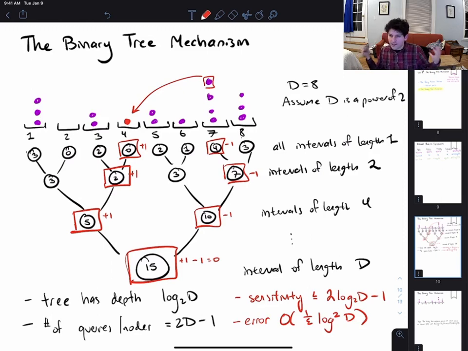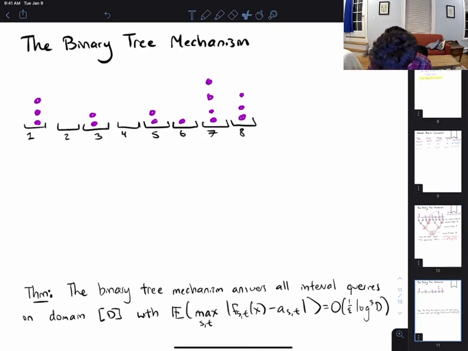Okay, but I care about queries that are not in this tree, right? What if I want to answer the query, how many people live between 1 and 7? What do I do? That's not one of the queries I answered. And that's where we're going to do some kind of clever reconstruction.